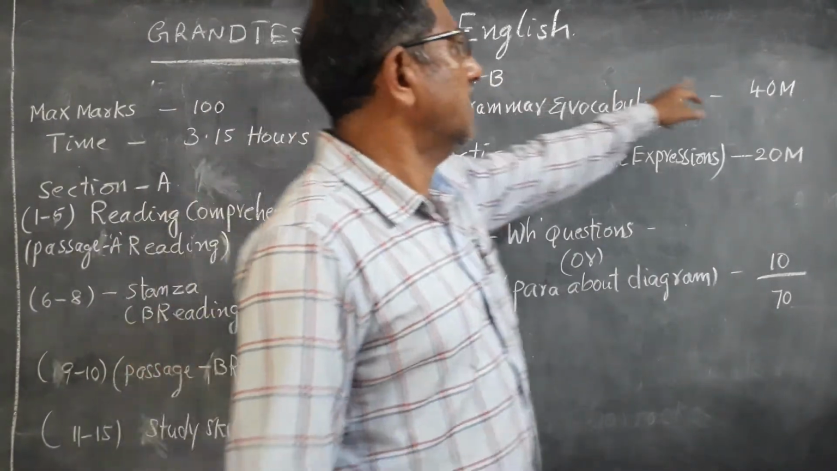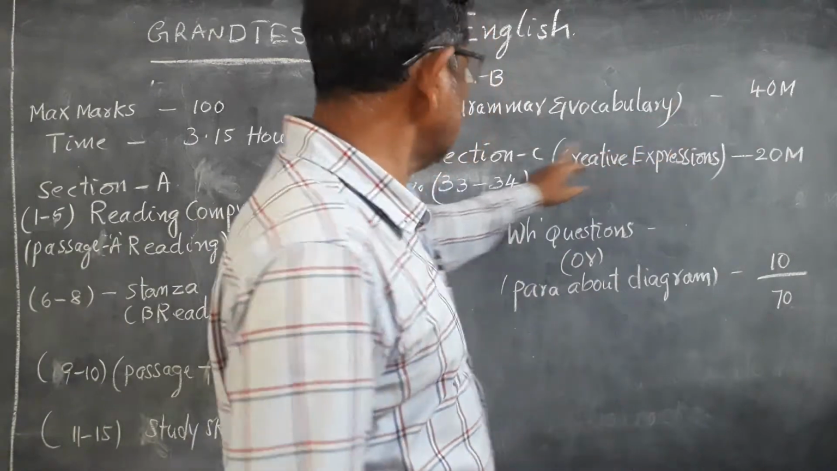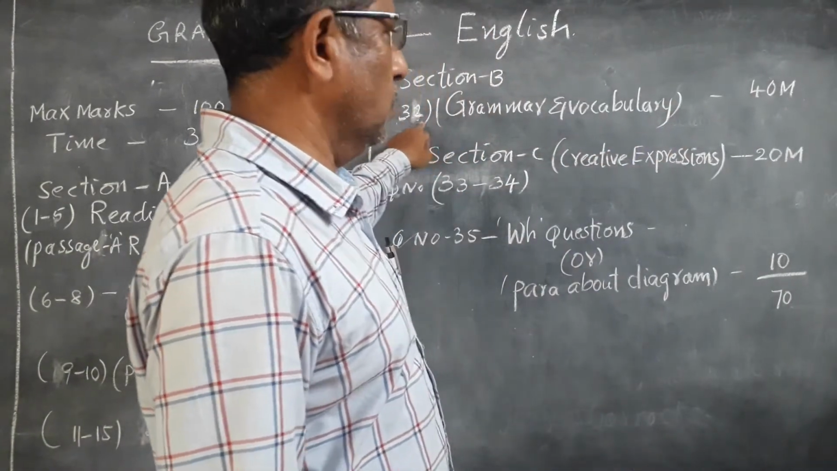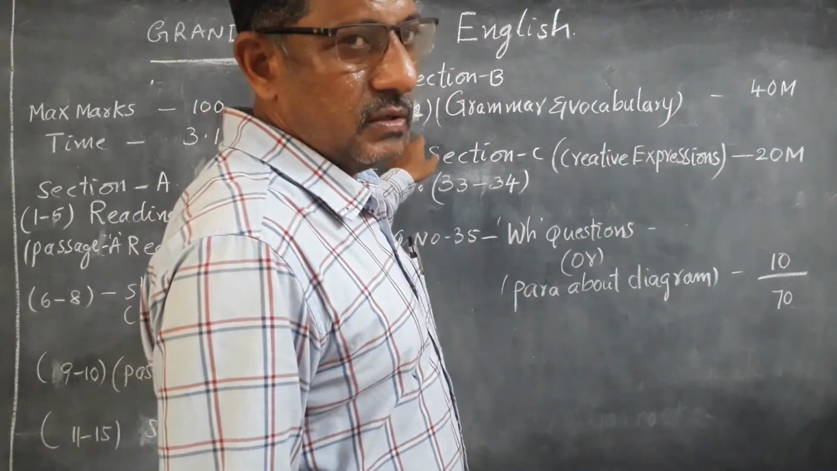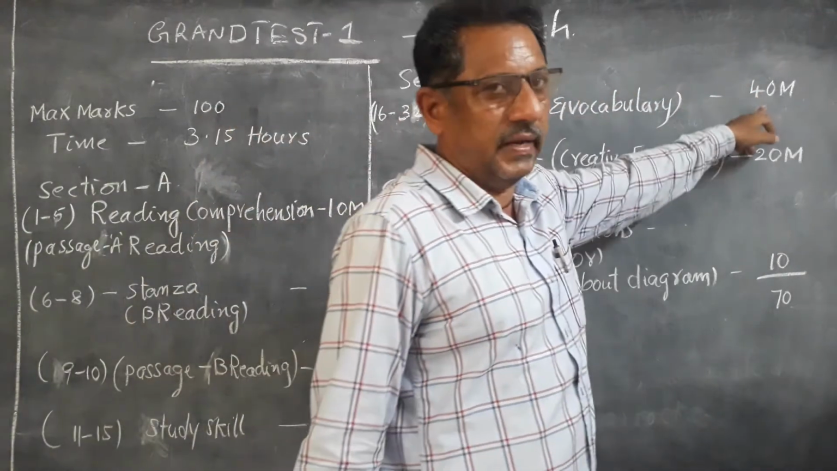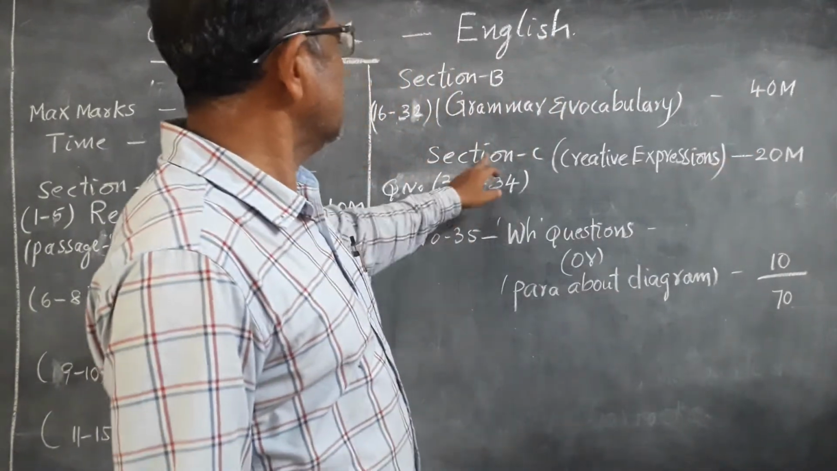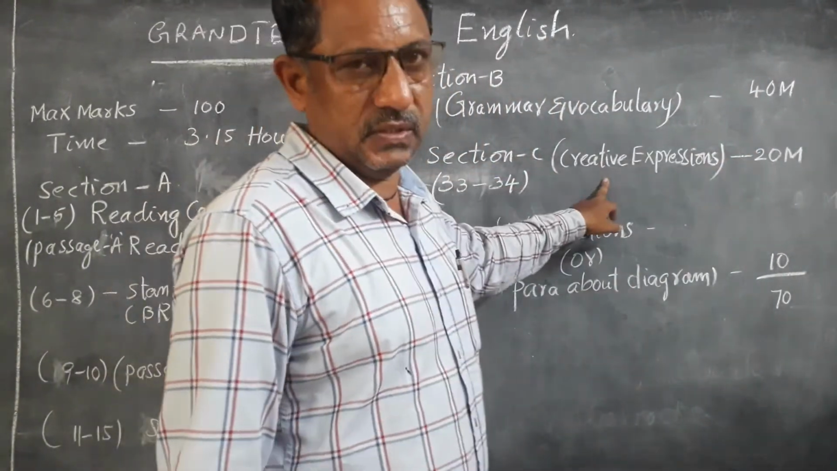Next, section B, grammar and vocabulary. It carries 40 marks. Questions from 16 to 32. Total marks 40. Next, section C, creative expressions.